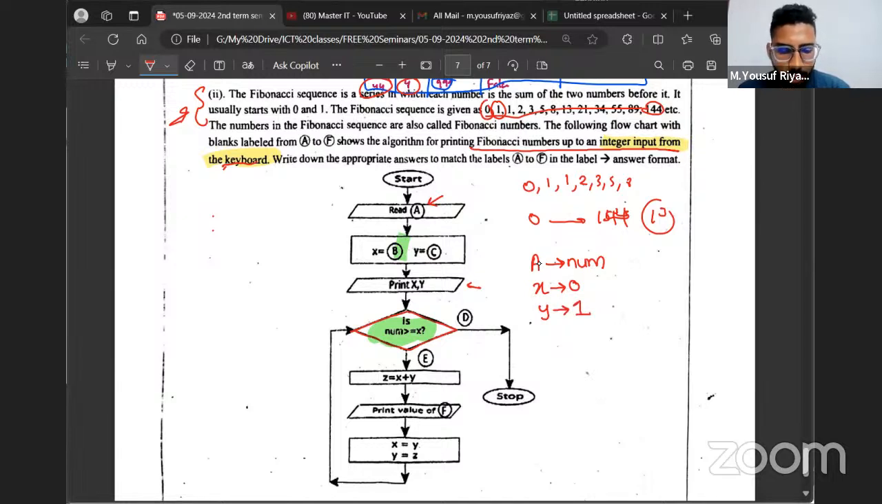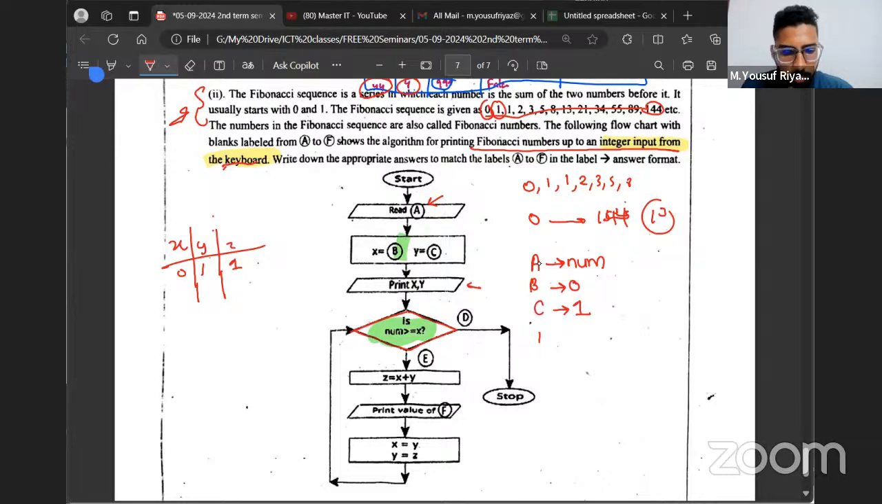Then Z is equal to X plus Y. So let's say if X is 0 and Y is 1, Z is equal to X plus Y, so Z is going to be 1. Then it's going to print the value of Z. Sorry, B and C, not X and Y. This should be B and C. B is 0, C is 1.